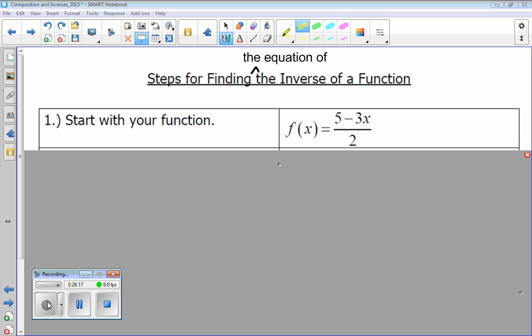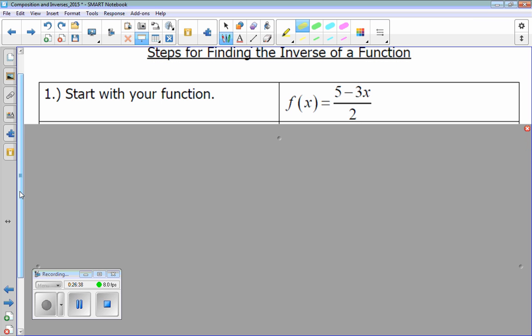Okay, good. There's no exponents, there's no absolute value, and there's no radicals. So you're right. And there's no x's in the bottom, so there's no asymptotes or anything like that. It's just a line. So let's start with this function. I want to be able to find the inverse of it, the equation. What do I need to do?